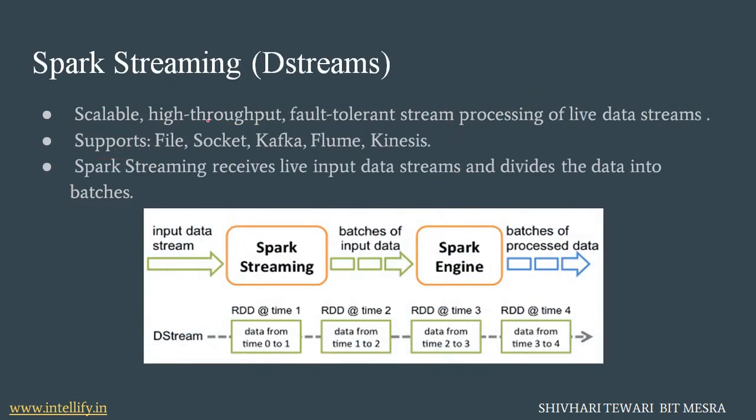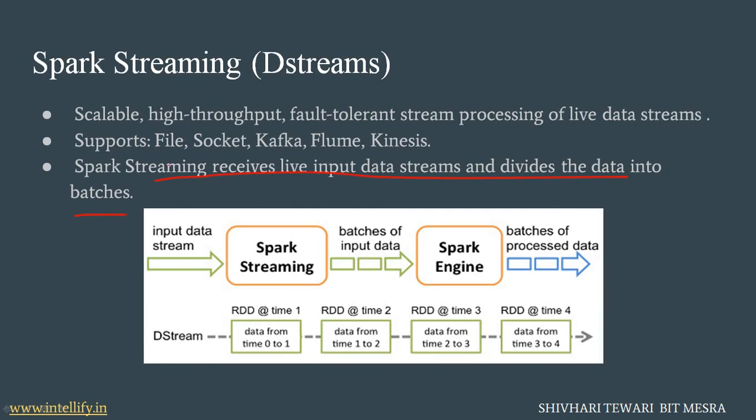Now, what is Spark streaming? Spark streaming is basically scalable, high-throughput, fault-tolerant stream processing of live data streams. It supports file, socket, Kafka, and Flume, Kinesis kinds of streaming software. Spark receives live input data streams and divides the data into batches.